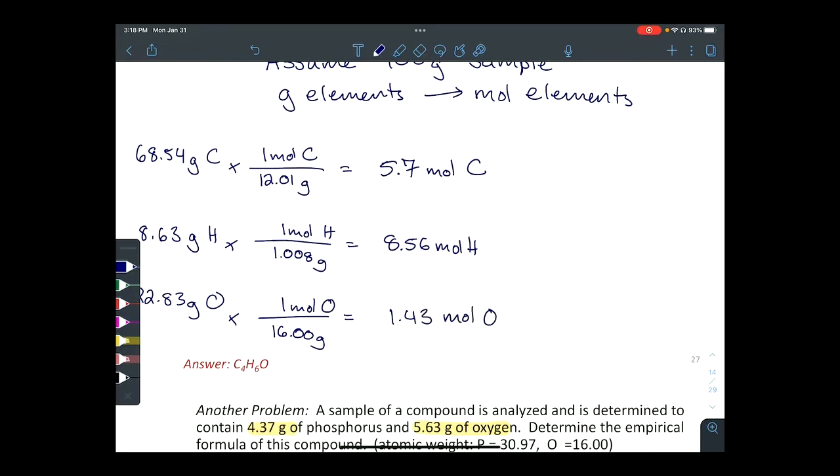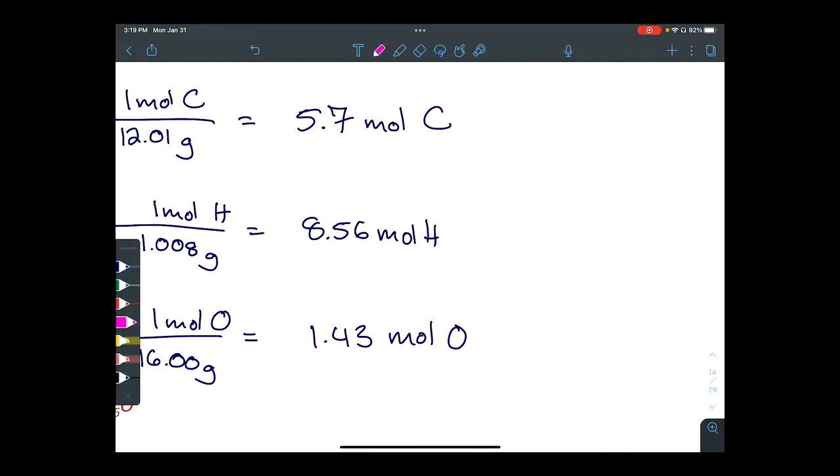All right, so does that mean that my compound is C5.7 H8.56 O1.43? Does that look like a chemical formula that you've ever seen? No. All right, and so this is where step 3 comes in. It's what I like to call, okay, look at all the mole amounts you just got, identify the smallest one. Which one's the smallest number?